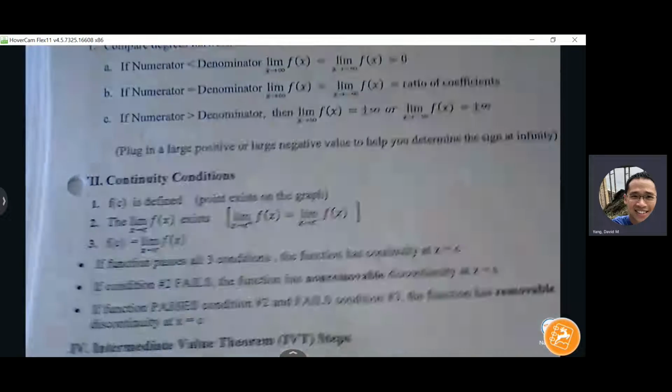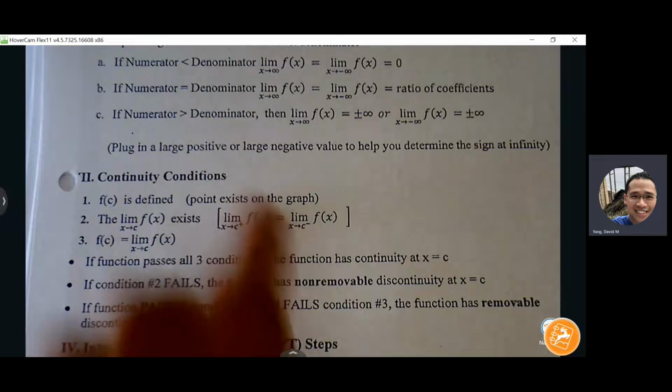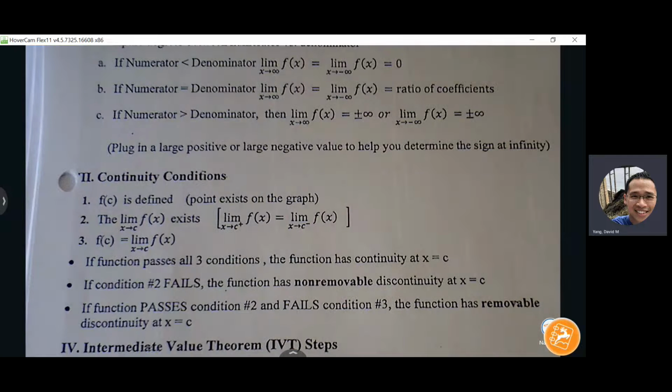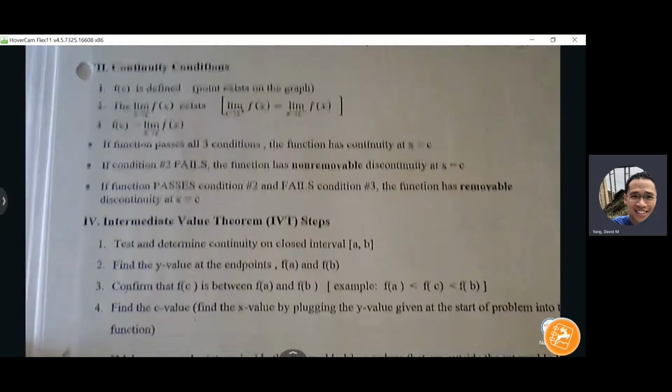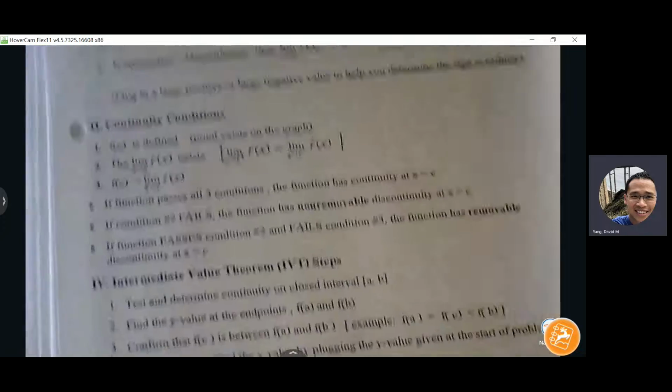Make sure that you know continuity conditions. We've been doing a lot of problems, so hopefully you guys are feeling comfortable with each of those conditions and applying them and writing out exactly those statements. And IVT, we'll do some IVT problems later as well. Okay, so let's go to page 11.